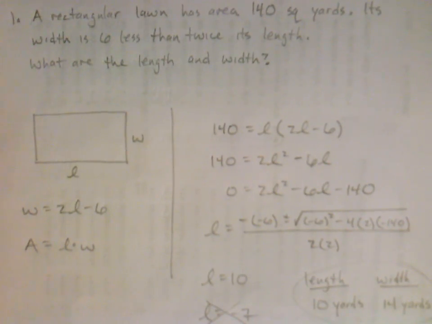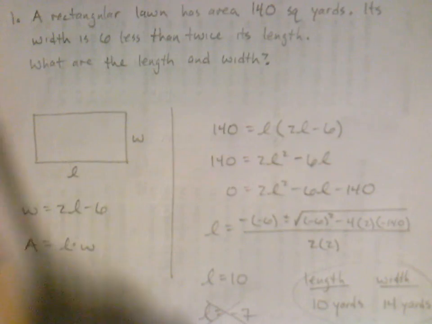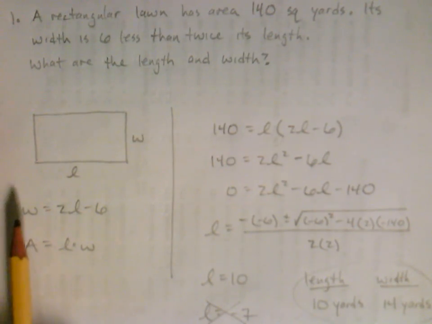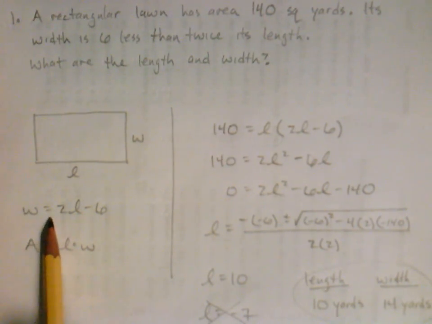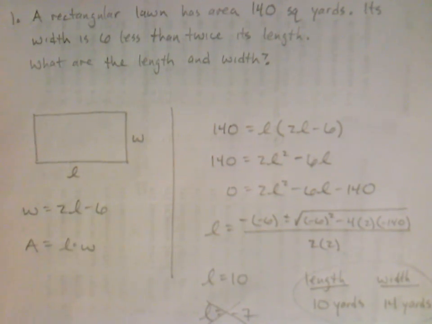So yeah, if we go through it a little bit at a time. All right, there's my drawing. I've got the length and the width, and they tell me that the width is W equals 6 less than twice the length. So I've got 2 times L minus 6.